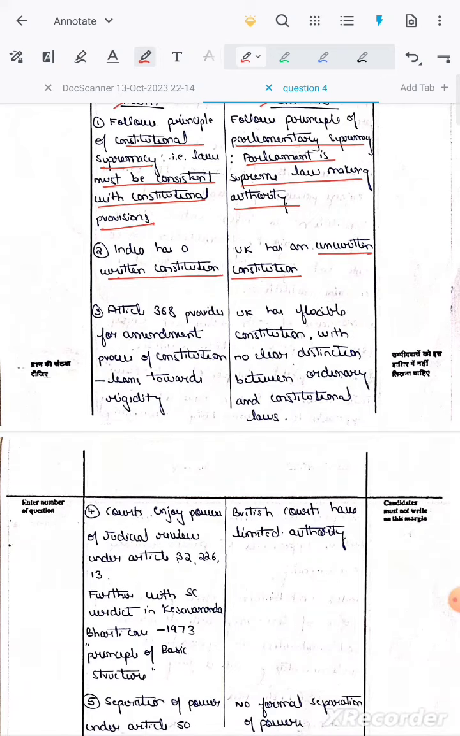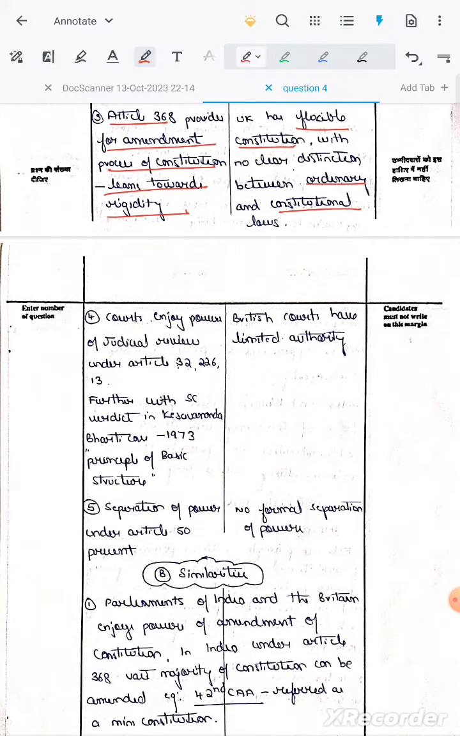In India, Article 368 provides for the amendment process of the constitution. It leans towards the rigidity of the constitution, while the UK has a flexible constitution with no clear distinction between the ordinary and the constitutional laws.